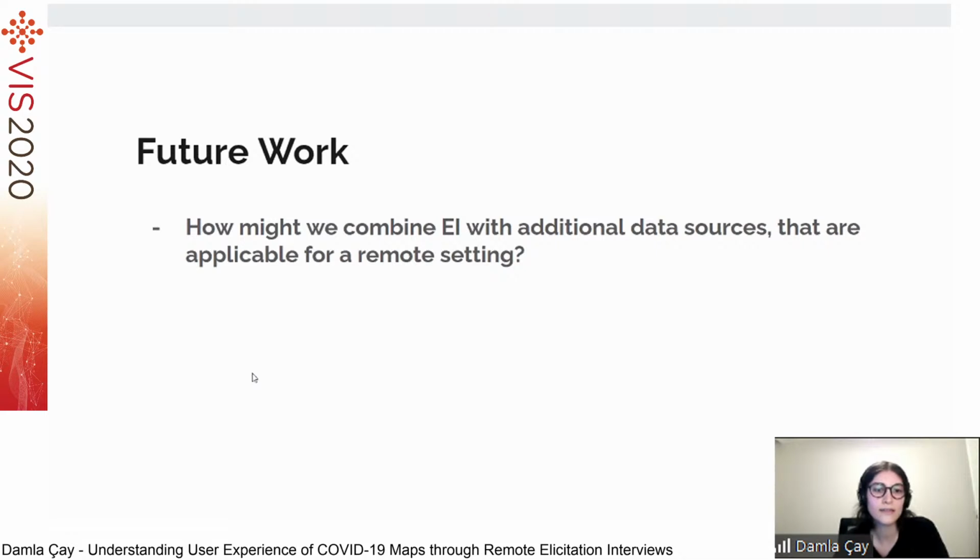In neuroscience, EI is sometimes combined with fMRI data. For remote visualization studies, the actions during the experience can be logged or recorded, or participants' faces can be recorded for recognizing emotions.